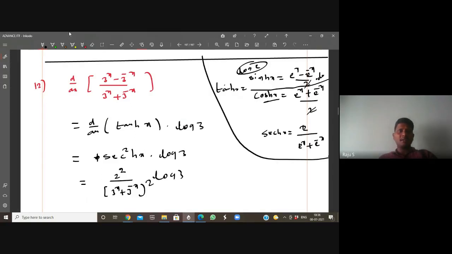Otherwise, here sin hx is equal to 3 power x minus 3 power minus x, and anyhow we are getting this log 3 into log 3, since the base is here. So like that, this is clearly tan hx. Tan hx derivative is secant square, and secant hx is the reciprocal of cos hx, which is 3 power x plus 3 power minus x by 2. So I substituted that. After differentiating only, you can write log 3 here, not before differentiation.